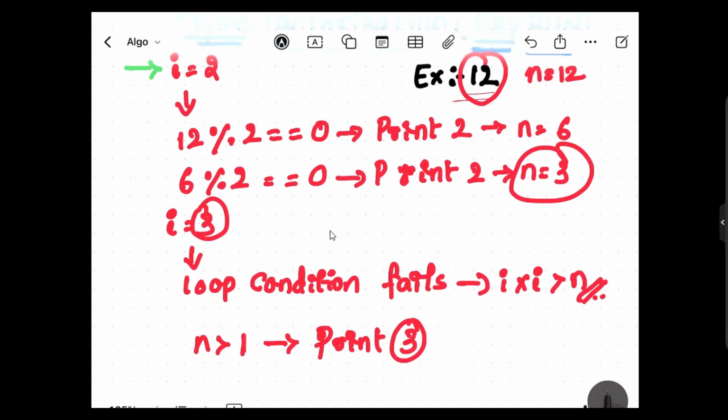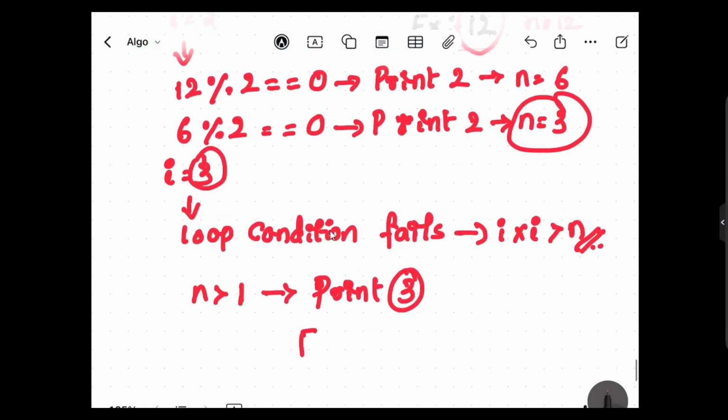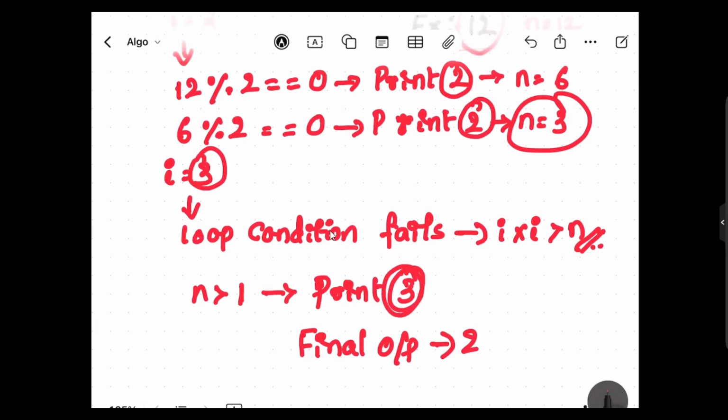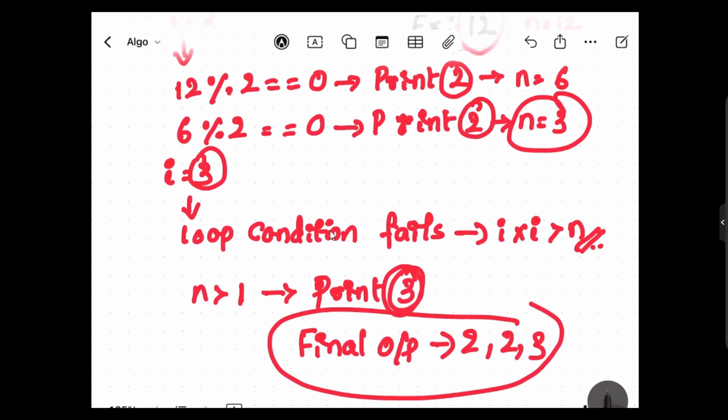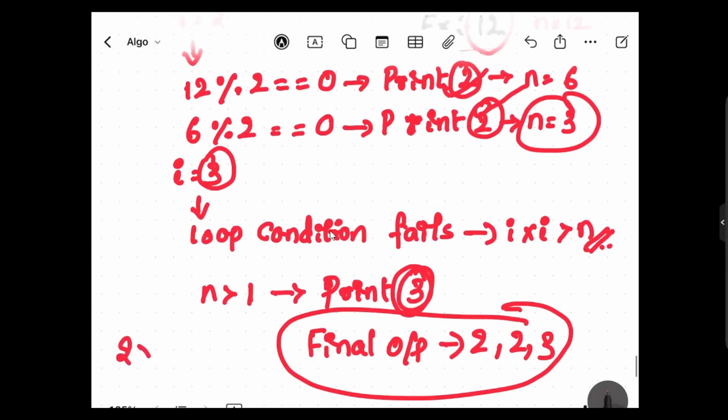So what is the output that we have got here? Print 2, print 2, print 3. So 2, 2, 3 is the final output that we need to get here. If I multiply this, it leads to 12: 2 into 2 is 4, 4 into 3 is 12. This is a small number, so you can just do it directly. This is the output that we need to get according to the code that we have written.